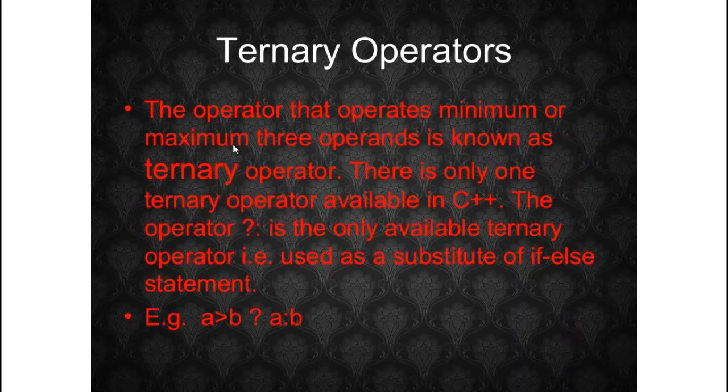Ternary operators. The operators that operate on a minimum or maximum of 3 operands are known as ternary operators. There is only one ternary operator available in C++. The operator ?: is the only available ternary operator that is used as a substitute for the if-else statement.